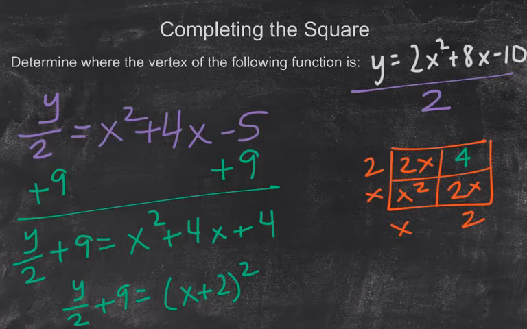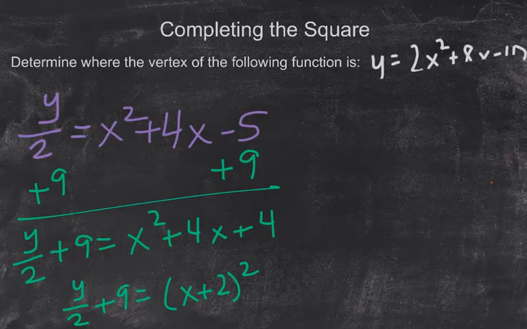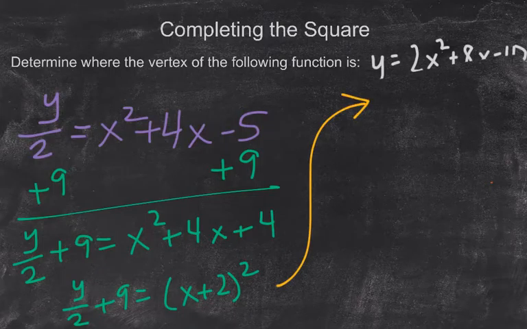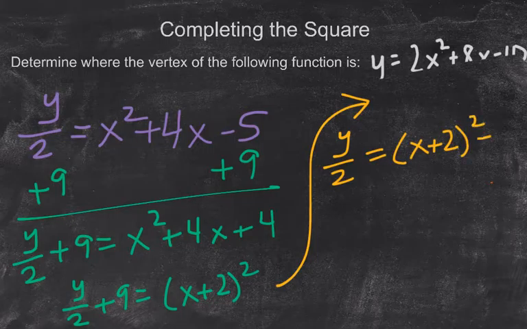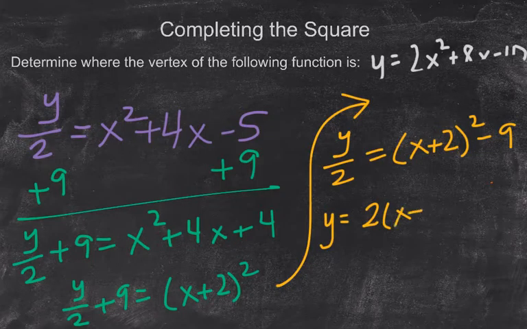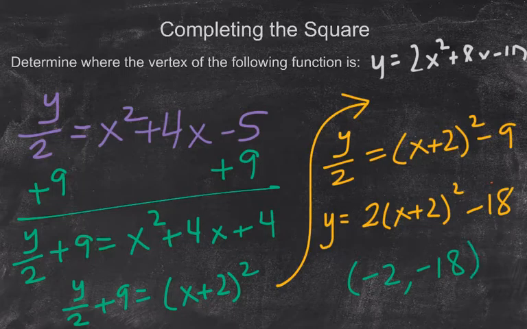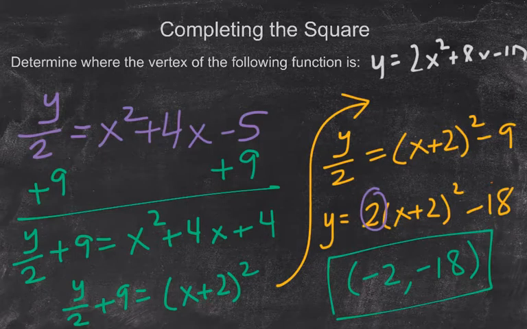And now it's just a matter of solving for y. So I'm going to make a little bit of space here. And first I'm going to subtract 9, so half of y equals x plus 2 squared minus 9, and then I'm going to multiply by 2. So y equals 2 groups of my perfect square and 2 groups of negative 9, which is negative 18. So my vertex here is at negative 2, negative 18, and I can see that I've got a vertical stretch of 2, which means that the parabola here is skinnier than the parent function, y equals x squared.